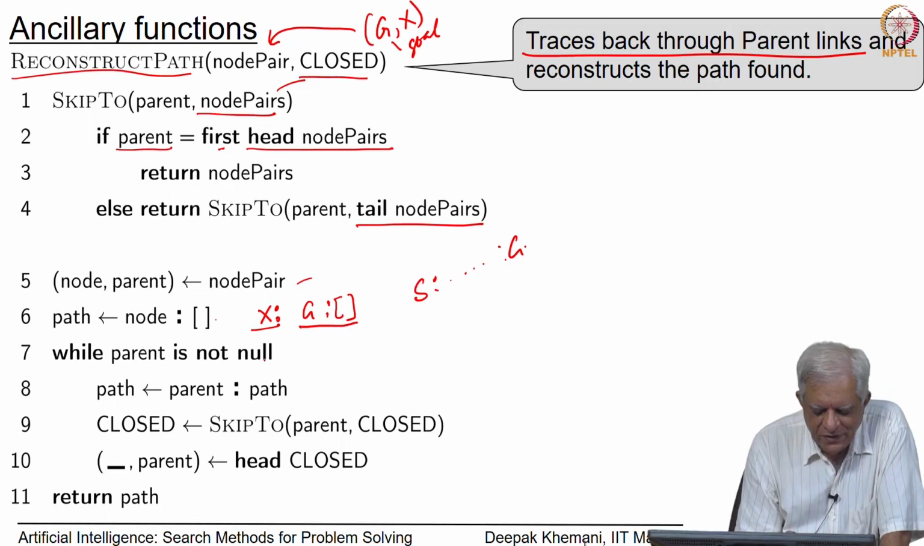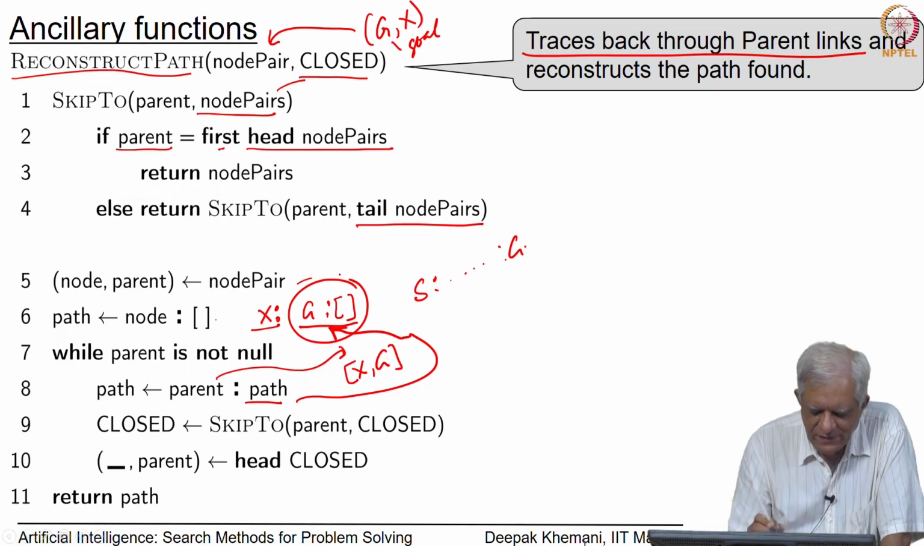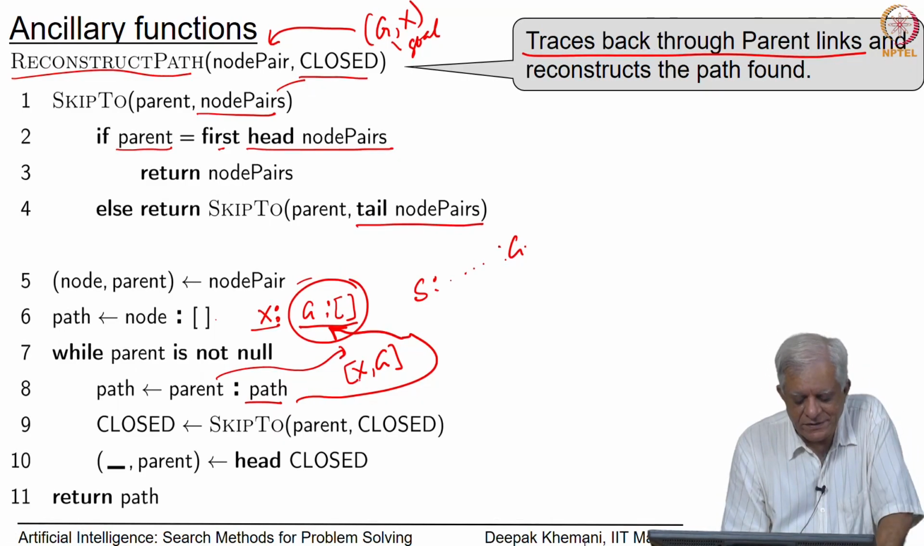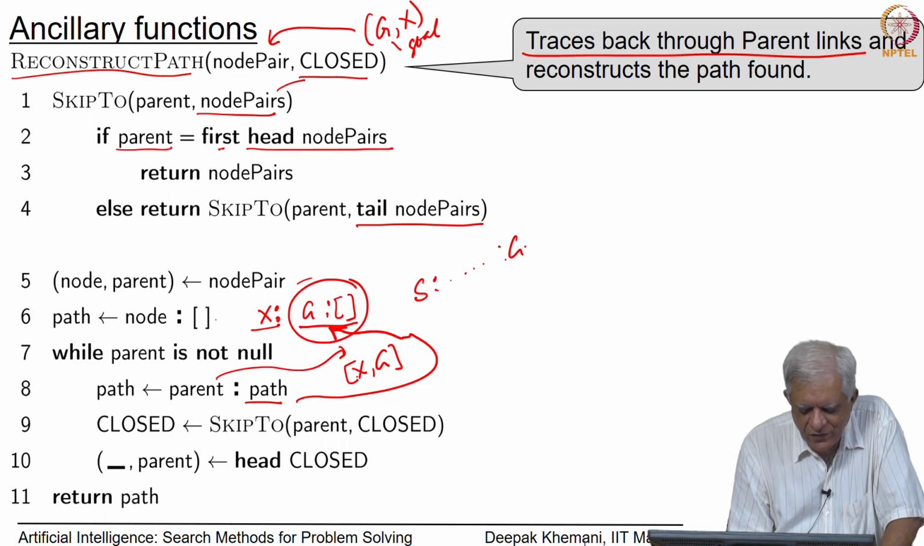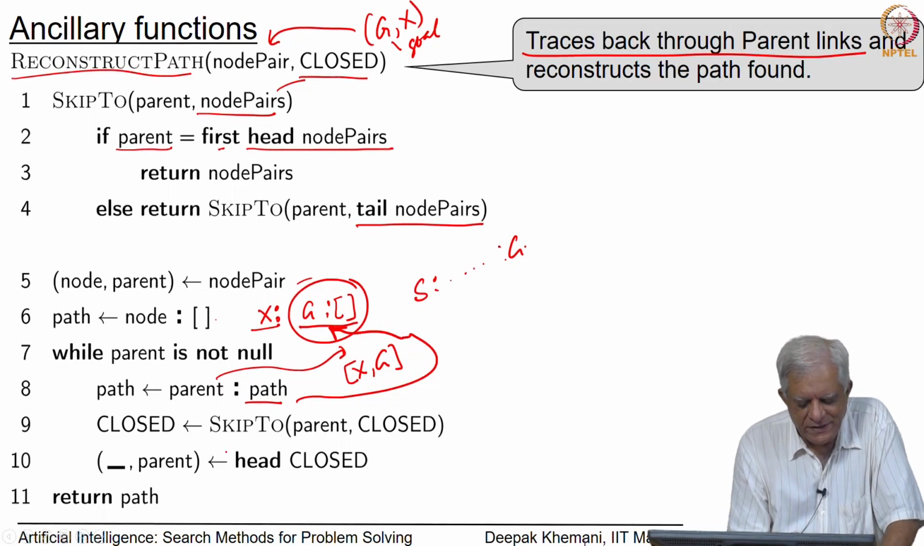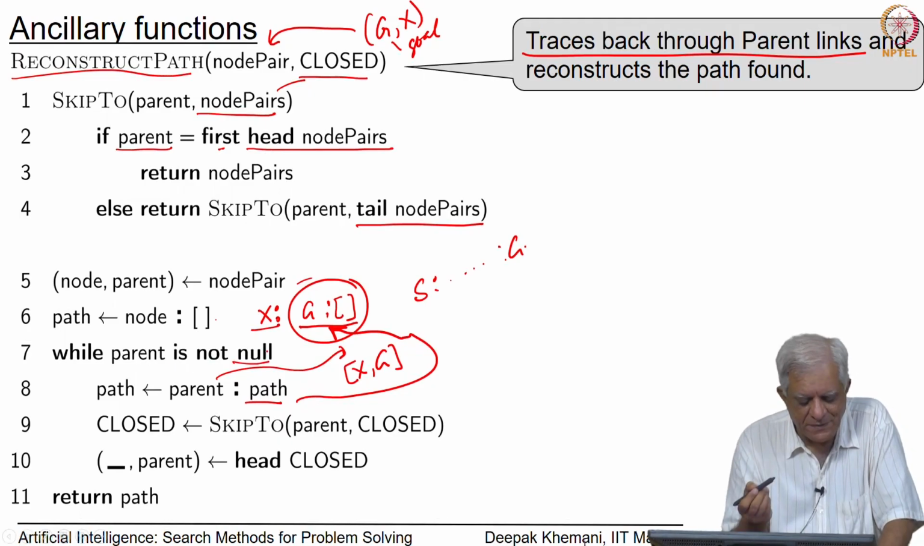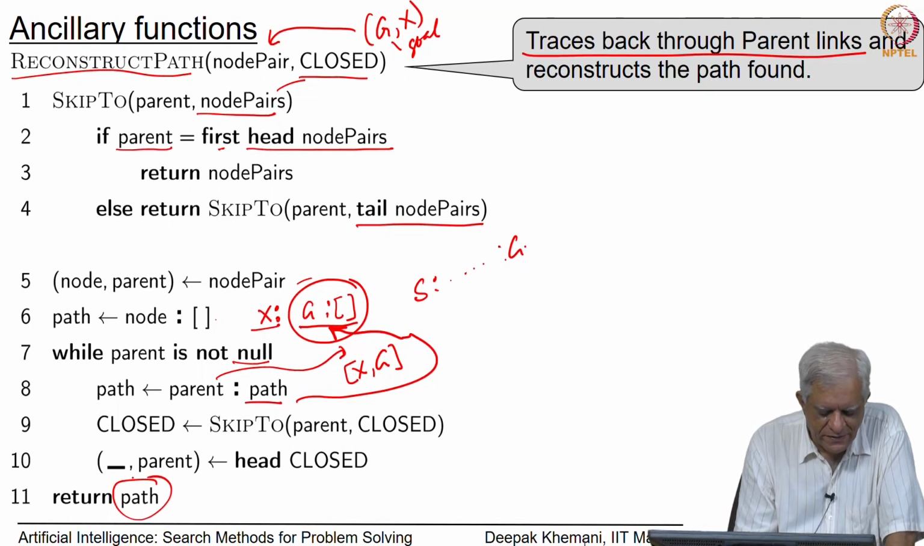So, while the parent is non null, remember that this will be null only when we have reached the start node, we add the parent to the path. What does this mean here? Now our list will look like X comma G, where X is the parent and the path was originally just G. So, we add that to the head of this thing, and then look for where X occurs using this skip to function that we just wrote, and then keep repeating this process till we reach the null node. When the parent becomes null, we know that we have found the path, and then we can return the path.